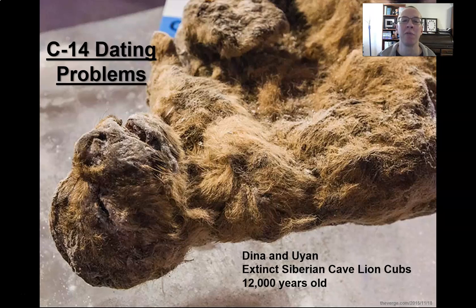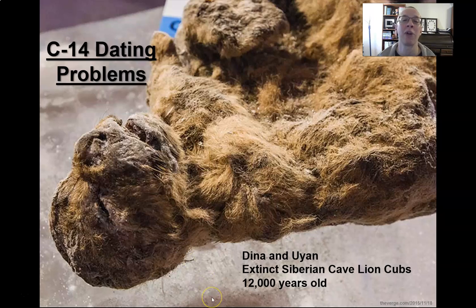They found a pair of beautifully preserved extinct cave lion cubs from Siberia, and they wanted to know how old these things are. So they had to do some carbon-14 dating, and they took samples and figured out that these cubs are 12,000 years old. There are some people who would love to clone them and bring them back into the environment. These disappeared at some point, obviously, and these ones were alive back during the last ice age.